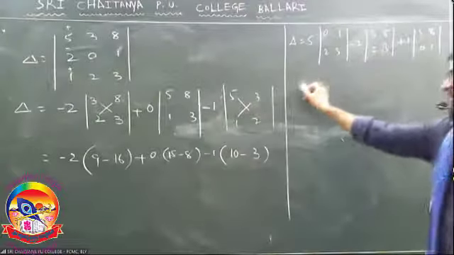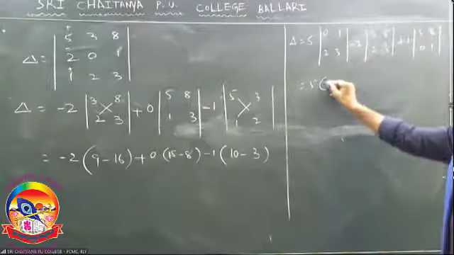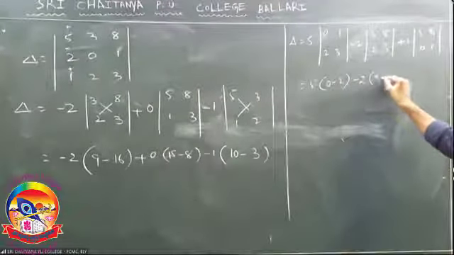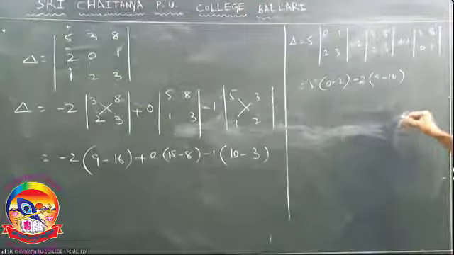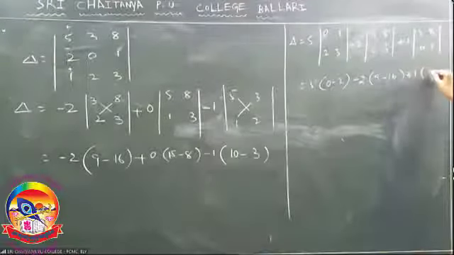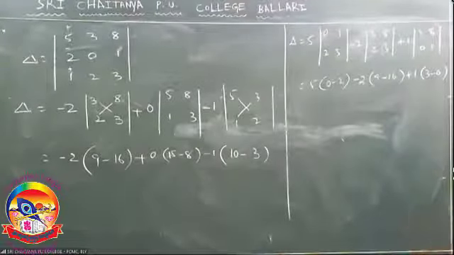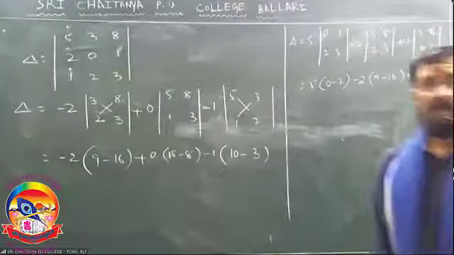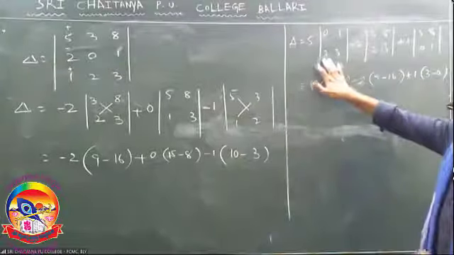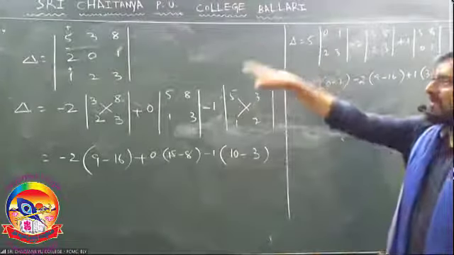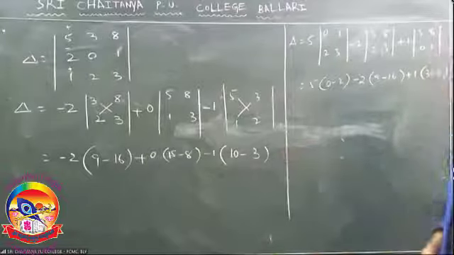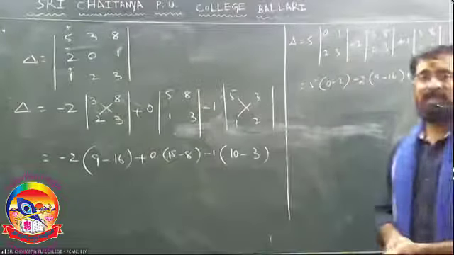I hope you can do this one. 0 minus 2, minus 2 into (9 minus 16), plus 1 into (3 minus 0). Simplify this. You should get 7. That means I used the entire first column cofactors to find out the determinant of the given matrix.